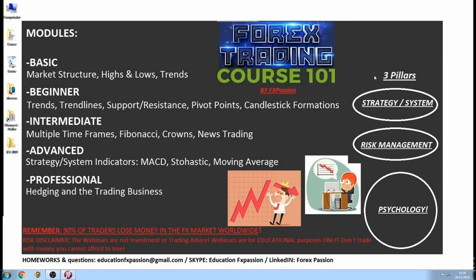Remember the three pillars. We are trying to build a strategy and or a system. We are trying to understand how risk management works, and we are trying to understand how psychology works, everybody. And this week's title is What is your strategy? Also remember, I have a 20 seconds delay on the chat.